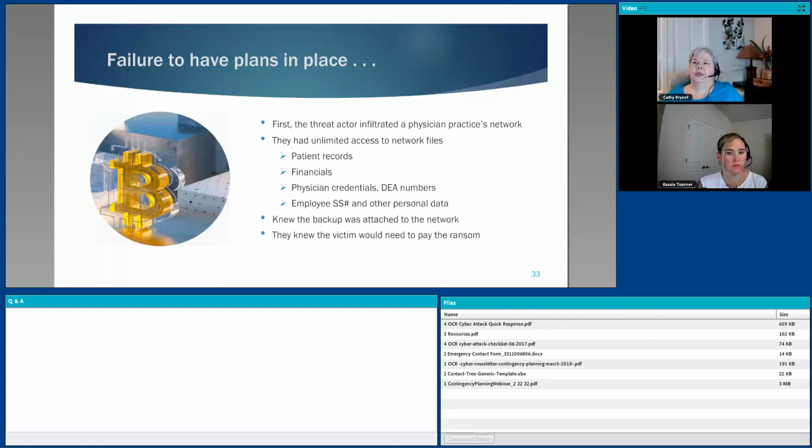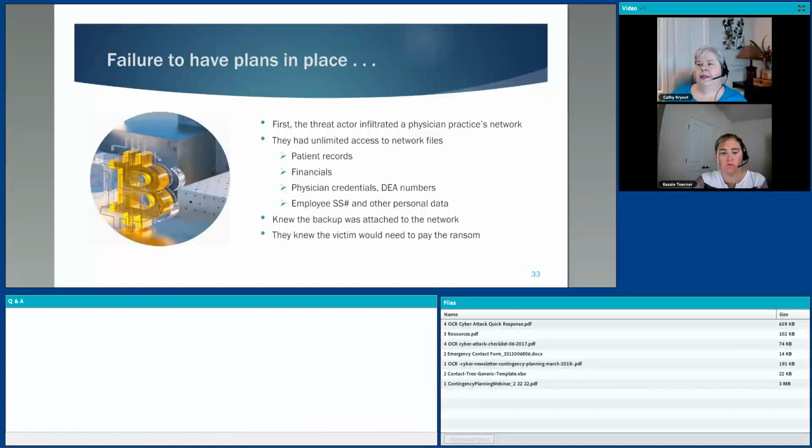The reality in today's world is the threat actors often infiltrate your network long before you know it. They pretty much have unlimited access to your network files, your patient records, your financial records, physician credentialing, DEA numbers, even employee social security numbers and other personal data. And then when they think they know how your backup works, and especially if it's attached to your network, they know they have a good target, because if they encrypt your backup as well as your working files, guess what? You're not going to have much of a fallback position. You're going to often be forced to think about paying the ransom.